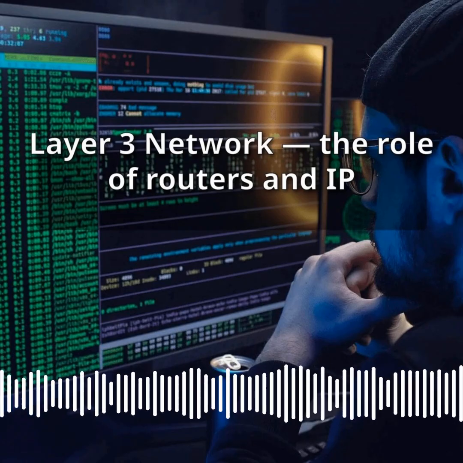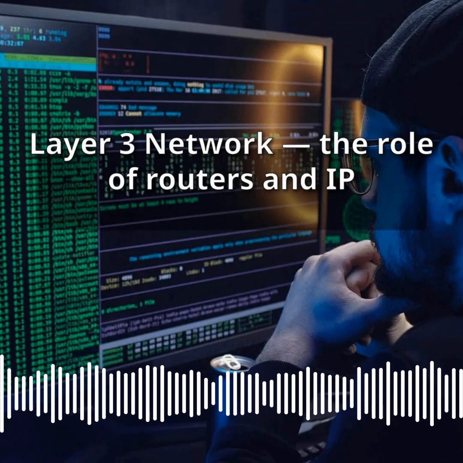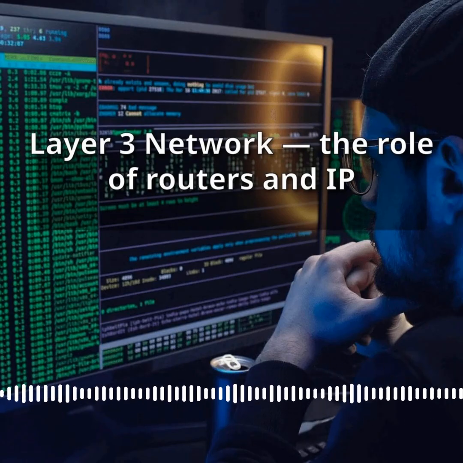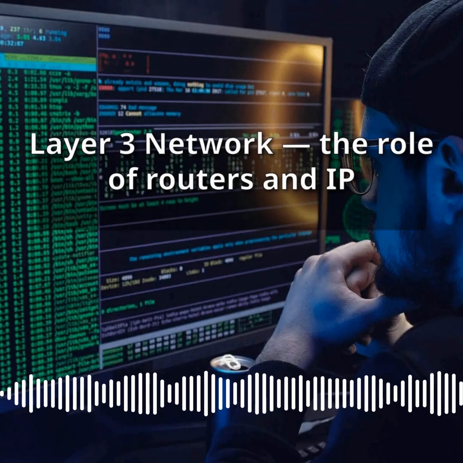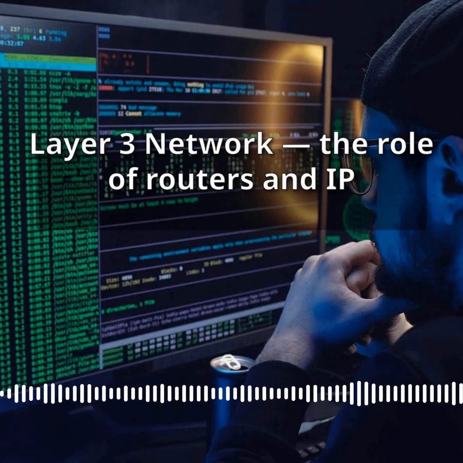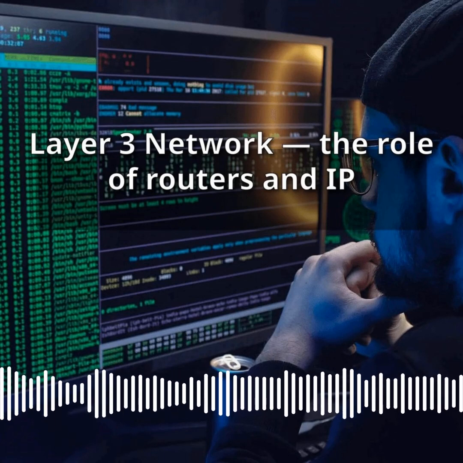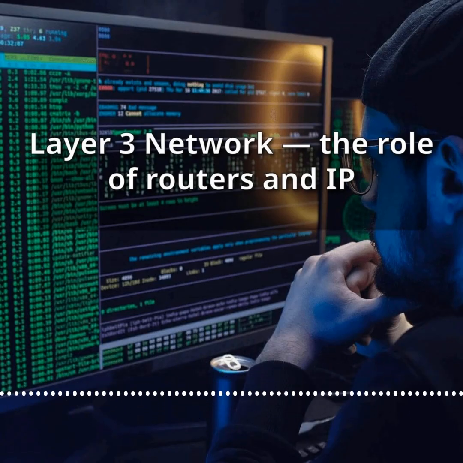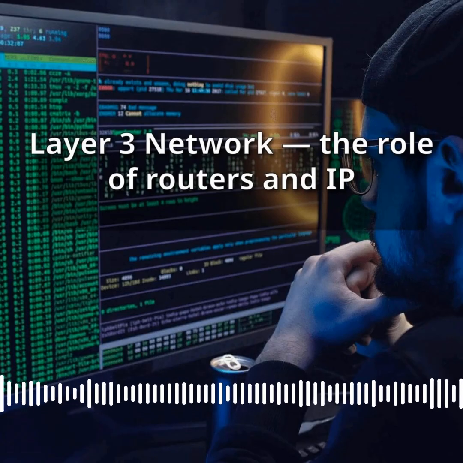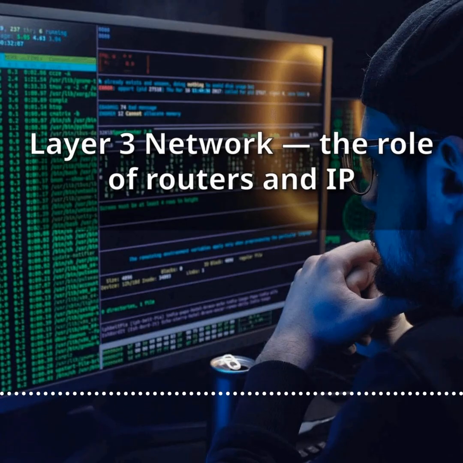For example, suppose your computer at 192.168.1.10 wants to send a packet to a web server at 93.184.216.34. Your computer sends the packet to your home router, the default gateway. Your router looks at the destination address, determines it is not on the local network, and forwards the packet to your internet service provider's router. That router forwards it further, and so on, until the packet reaches the destination server. Each step is called a hop.